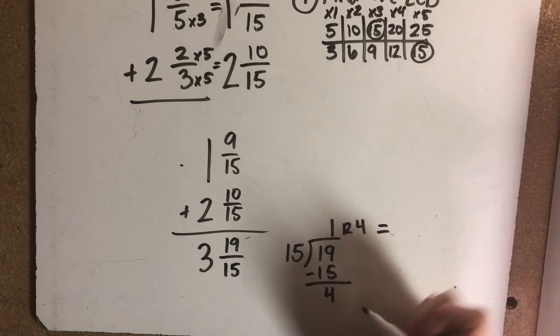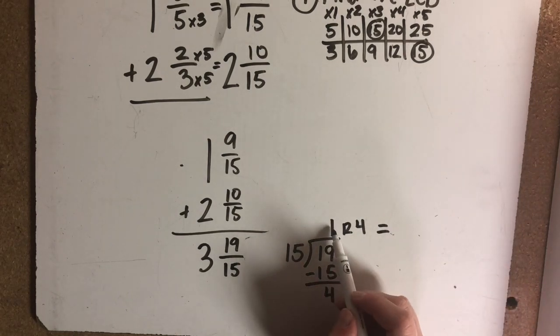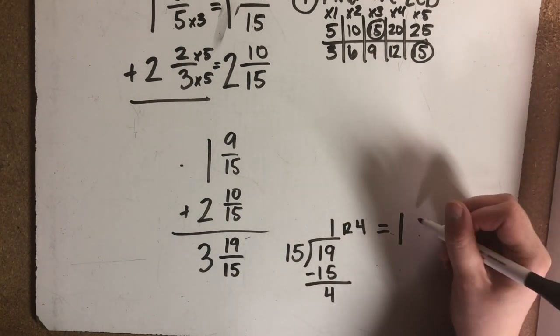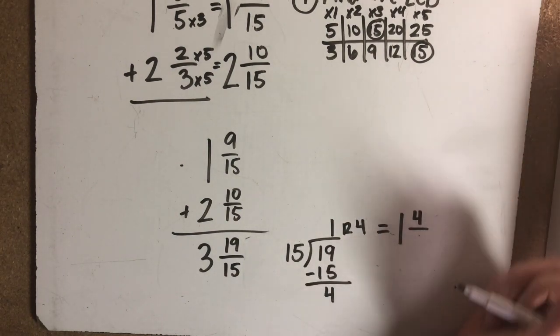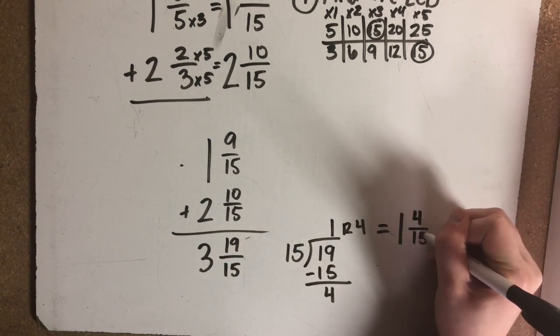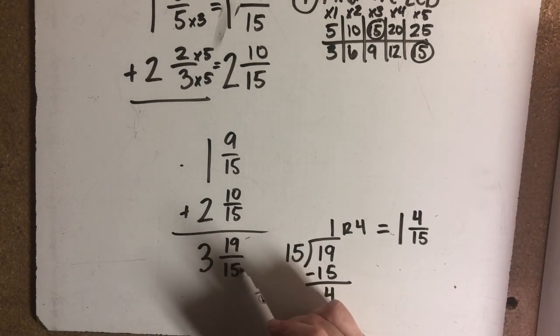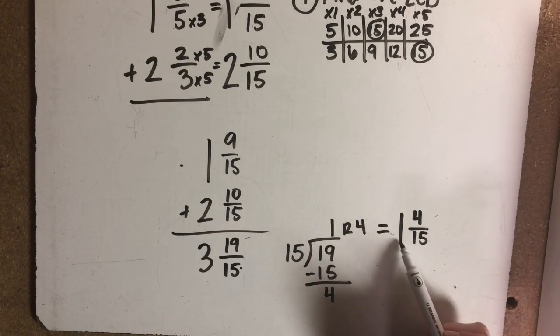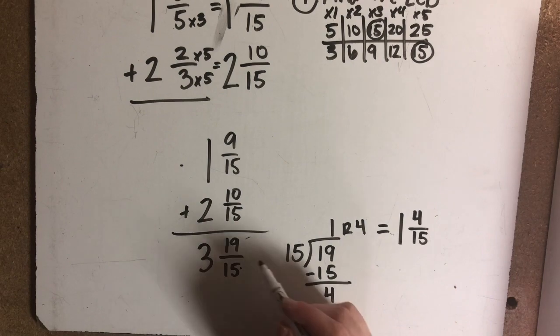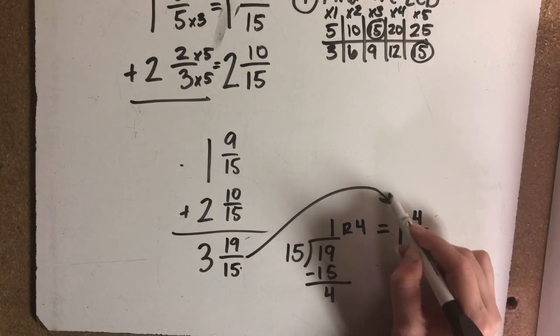So now when I rewrite this as a mixed number, this quotient here becomes my whole number, my remainder becomes my numerator, and I keep that same denominator of 15. So 19/15 can also be thought of as 1 4/15. Okay, so that is that.